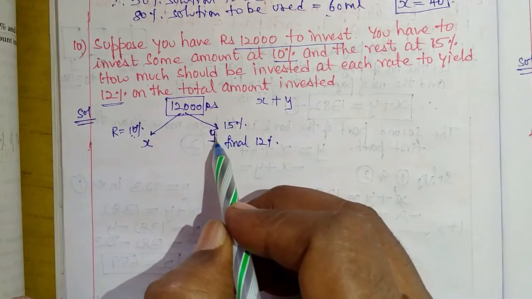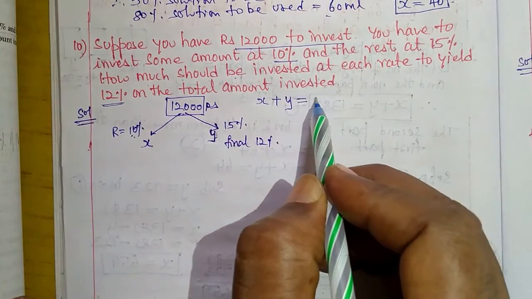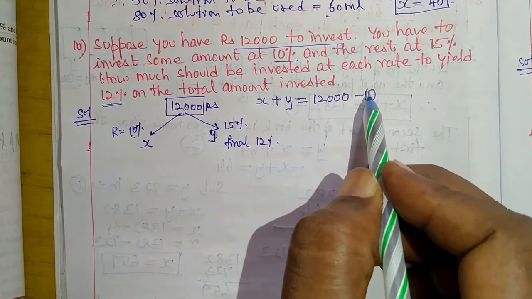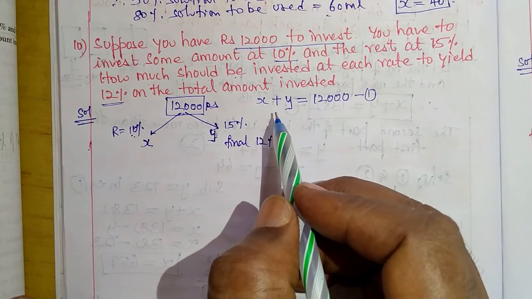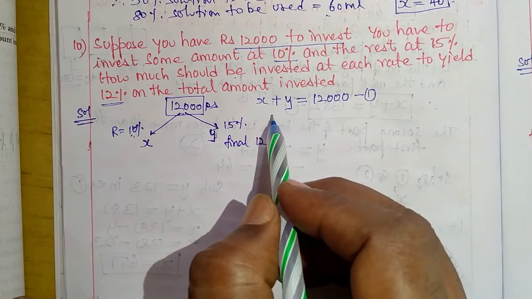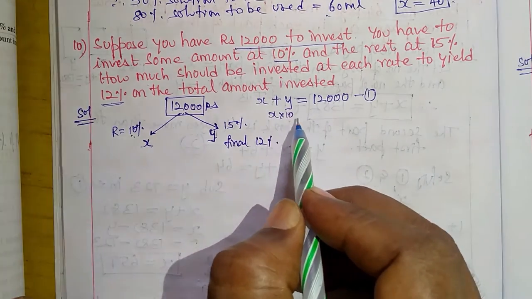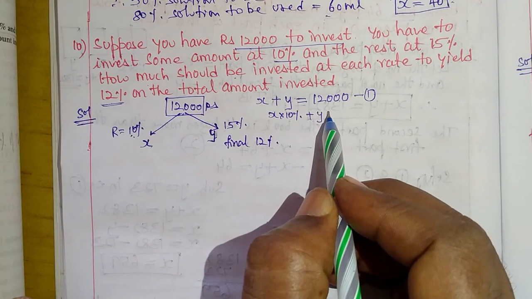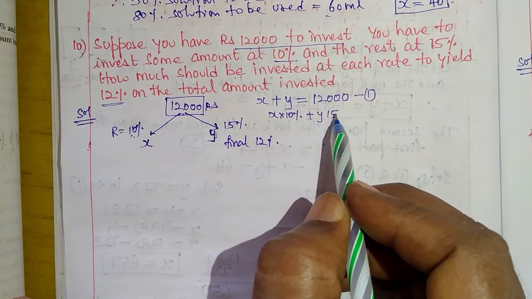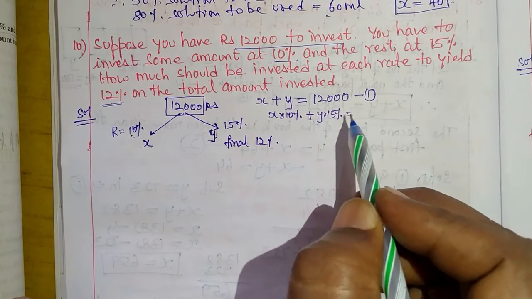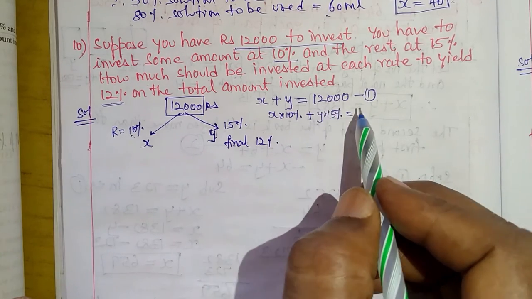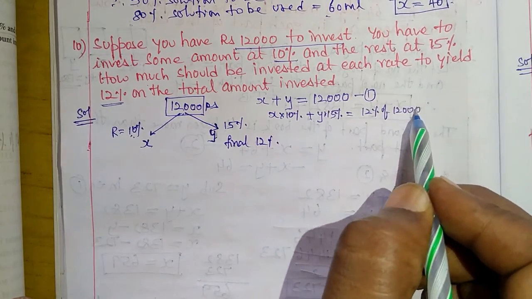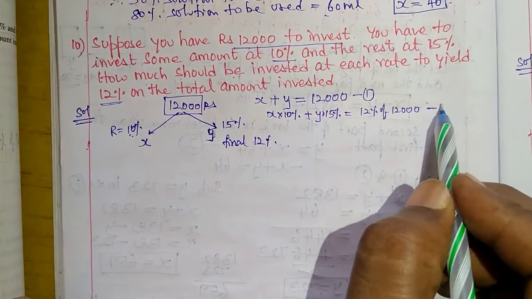Y money at the rate of what? 15%. The total money is how much? 12,000. So this is my equation 1. And what is equation 2? Equation 2 will be: X money I am going to invest at 10% plus Y money I am going to invest at 15%, to get 12% of this money. So 12% of the total. If you solve this, we are going to get the answer here.